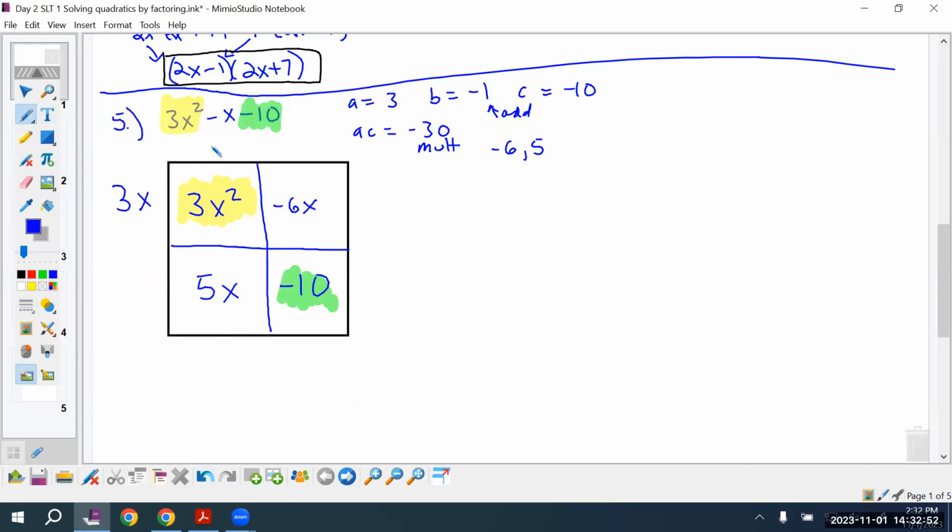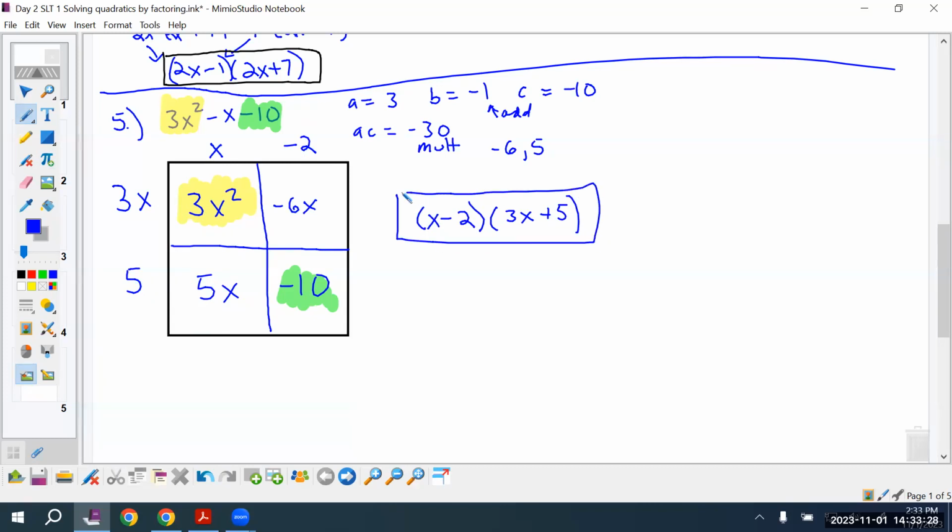So I'll make this 3x and this x, because 3x times x is 3x squared. Now, 3x times what gives us negative 6x? Negative 2. I've got a negative 2, and it has to multiply to negative 10. Well, that can work if this is a 5, because 5 times negative 2 is negative 10, and it works out great because 5 times x is 5x. Then all I have to do is grab the top, x minus 2, grab what's going down the side, 3x plus 5, and there's my factorization.